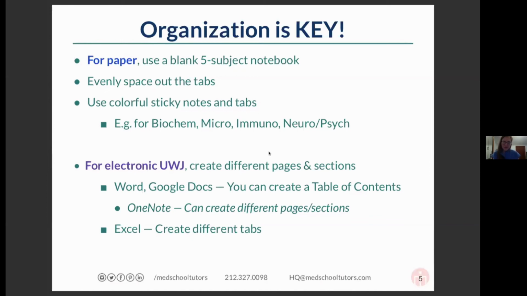Now, for the electronic notebook, I already kind of talked about this a little bit. There are a lot of mediums you could choose to use, whether that be Word, Google Docs, OneNote, Excel. But the idea is to make it easy and efficient for you. Most students like to use a table of contents or some sort of way to have tabs, but again, maybe you just want to do a lot of bullet points and that works for you, and you're okay with using the search and find feature in a document.